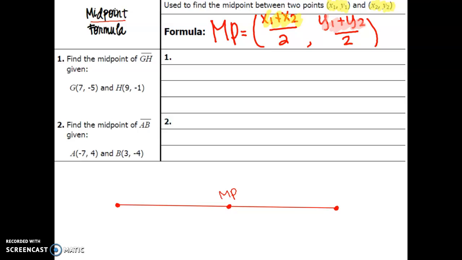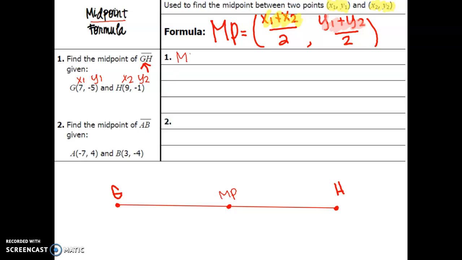So for example, if we look at number 1, it says find the midpoint of line GH. So these two are going to be my endpoints. I'm going to say G right here, H right there, and I want to find the point in the middle. So again, like I said, we're going to start off by labeling x1, y1 and x2, y2. That doesn't change. And then I'm going to follow my formula.